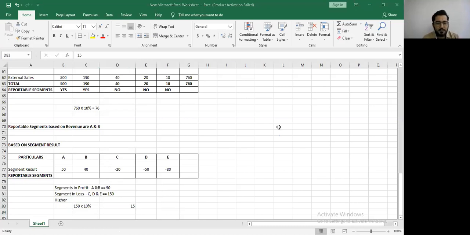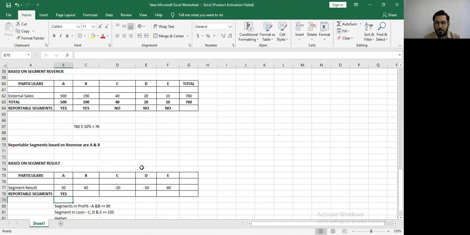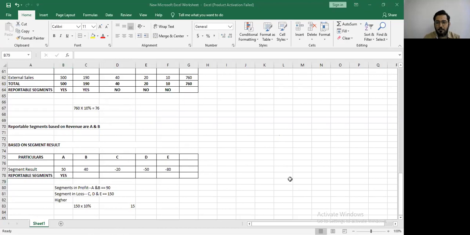Okay, tell me, is segment A reportable? Segment A will be reportable. What about segment B? Is segment B reportable? Yes, it exceeds the 10% criteria. So 10% criteria is 15. We have 40 over here. So that criteria is exceeded. Since that criteria is exceeded, segment B is reportable.